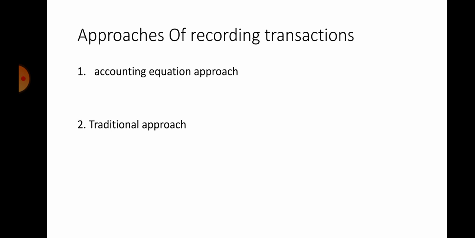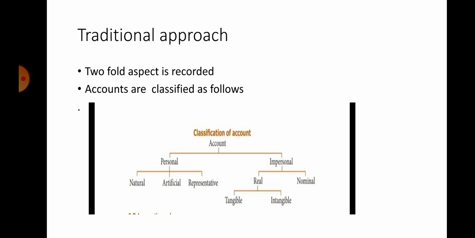Now, in this video, we have to know about the traditional approach. Traditional approach means it has a two-fold aspect. That is, already we have seen, two-fold aspect means debit and credit is being recorded. For every transaction, there is a debit and credit. Am I right? Yeah. Now, we should know the classification of accounts.